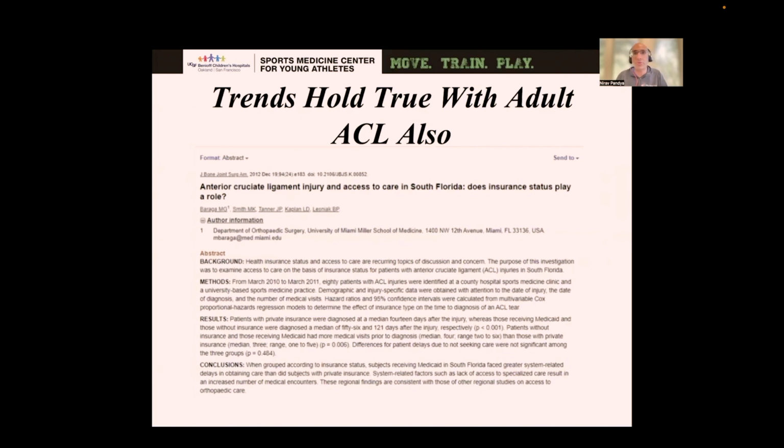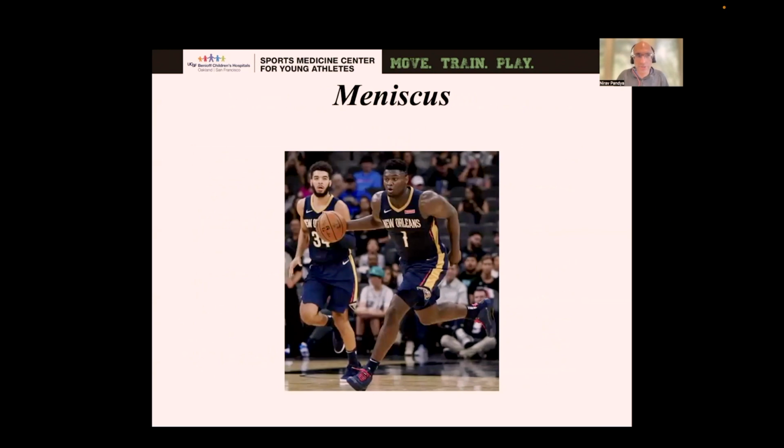These trends also hold true with adult ACL as well. This was a study that looked at ACL injury and access to care in South Florida, and does insurance status actually play a role? And just like with the adolescent study, they found that there was decreased access to care for patients who had public insurance versus private insurance, even getting in the door with practices that would demonstrate that they would be taking patients who had public versus private insurance.